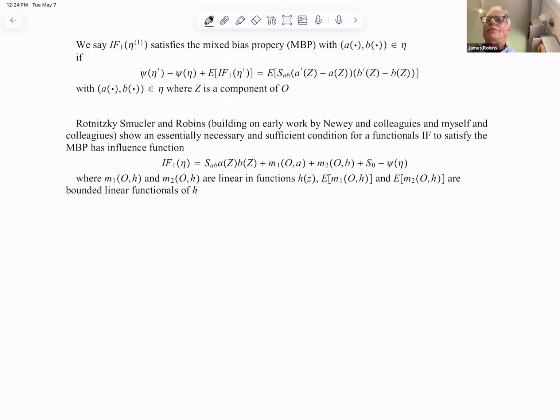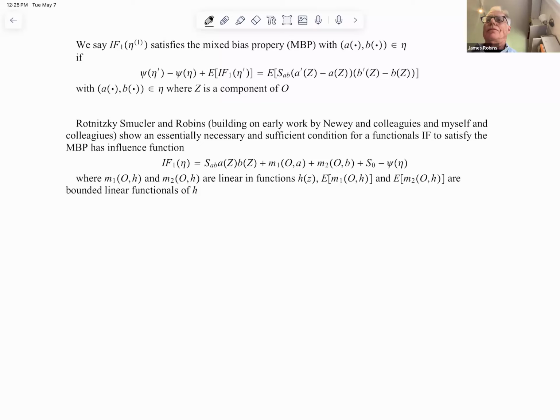And suppose the answer I get from that is the expected value of SAB, which is just a known random variable, times the error in estimating what I'm going to call the A part of Z, this function A of Z. Since I have eta prime when the truth is eta, I have a prime of z minus a of z, because these functions are functions of part of O called z, and b prime of z minus b of z, because that's the mistake.